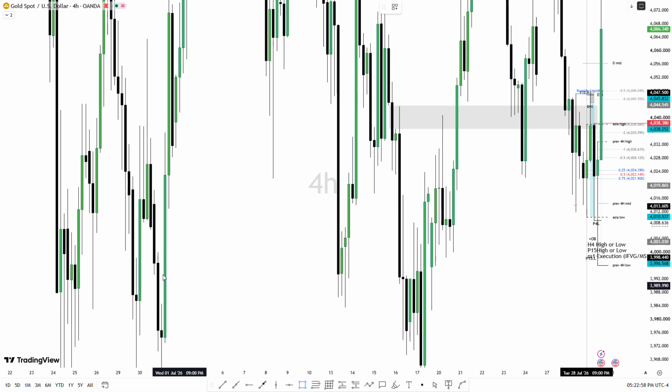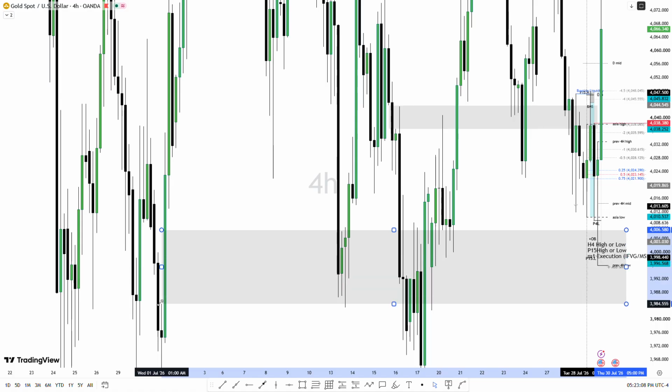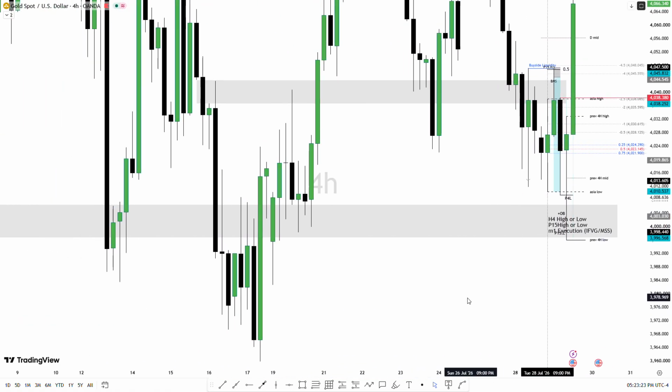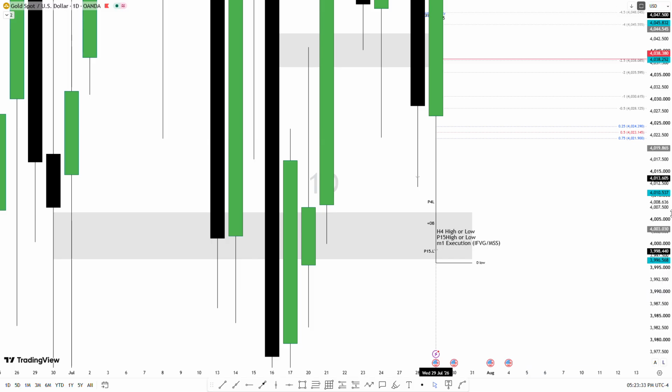We have this point of interest, or you can use this one, whichever. Okay, you can use both of them or this one. It was not tapped into. So you can use this one. So we have that point of interest on the 4-hour time frame. Or you can use these highs. You can also use these highs or the daily high or low.